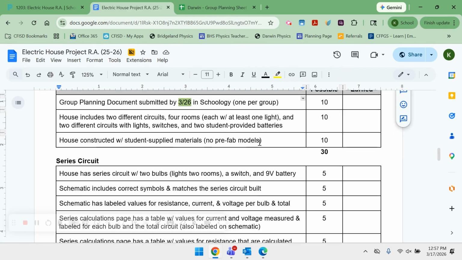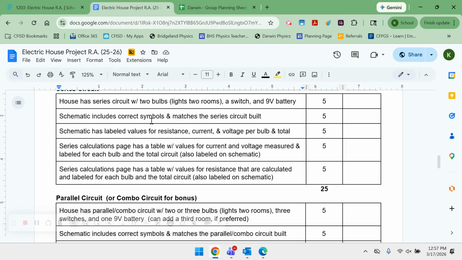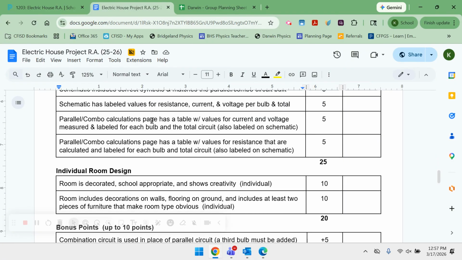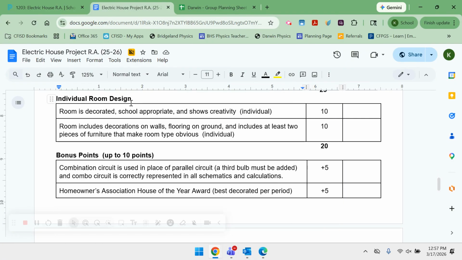But again, here's your entire rubric. It says what's required of you for your series circuit, for your parallel circuit. I do want to point out that for this project, 20 of your points are entirely on you, because they have to do with your room design. Each person in your group is designing their own room. So if you do nothing and don't do yours and the rest of your group does theirs, well, they can get 100. Your highest grade is going to be an 80. Okay, so that is 20 points only affects you and nobody else, because everybody's got their own room to design.